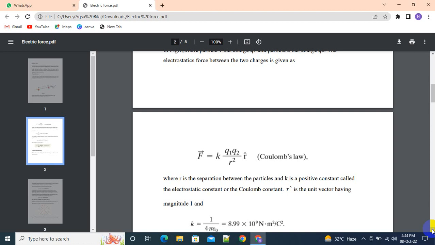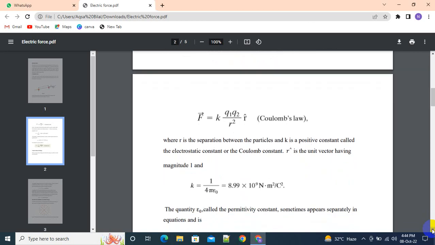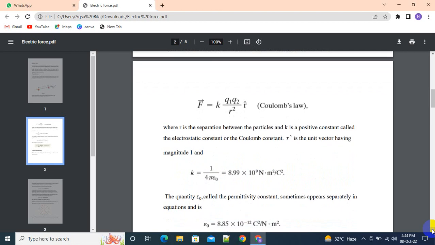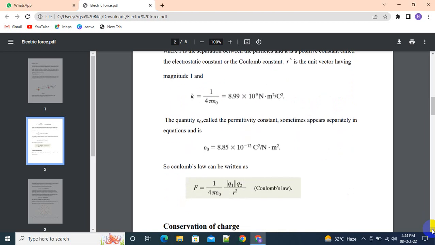r hat is the unit vector having magnitude 1, and k is equal to 1 over 4 pi epsilon naught, where the value is given. The quantity epsilon naught, called the permittivity constant, sometimes appears separately in the equation. The value is given. So Coulomb's law can be written as F = 1/(4 pi epsilon naught) q1 q2 / r².